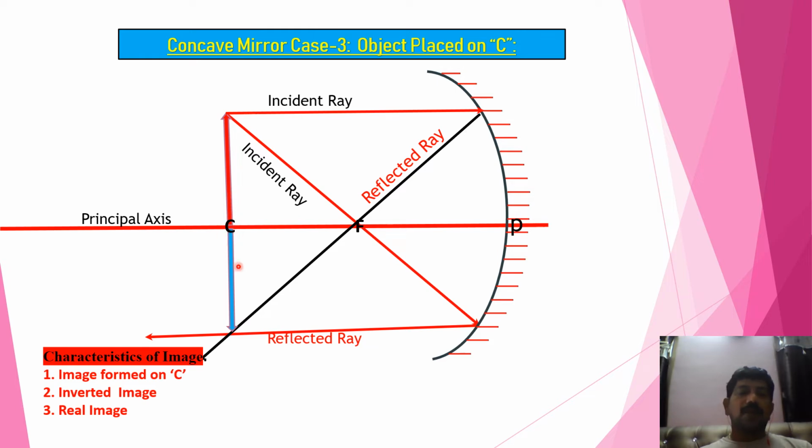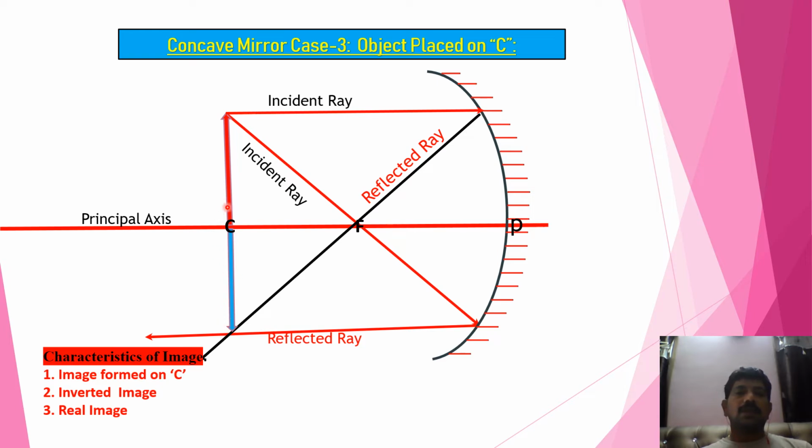an image is formed exactly at the center of curvature. At the center of curvature, a same size image is formed, but an inverted image. You can catch it on the paper, so it is a real image. Are you clear about that one?